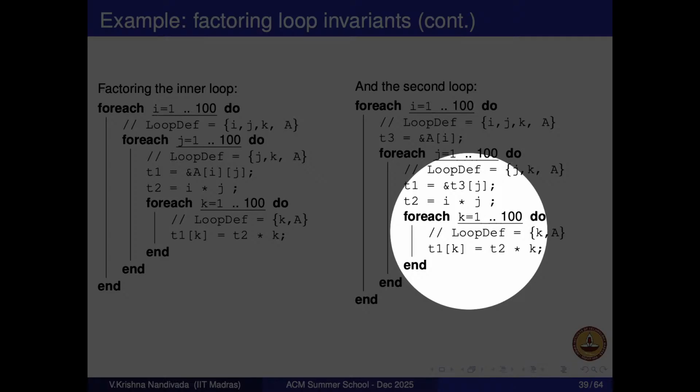Alright, let's see. Is the value of T2 changing in the loop? No. Is the value of K changing in the loop? Can we make it to addition? How? Can we do some strength reduction? What do we want to do?